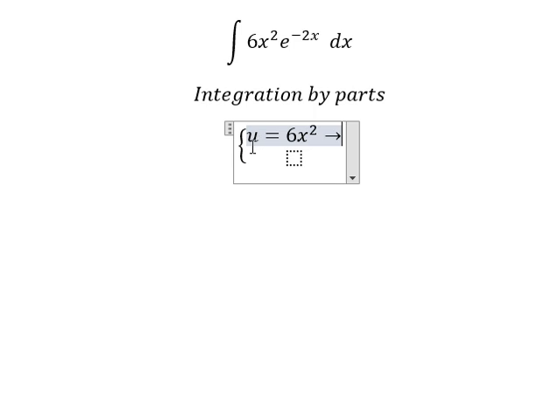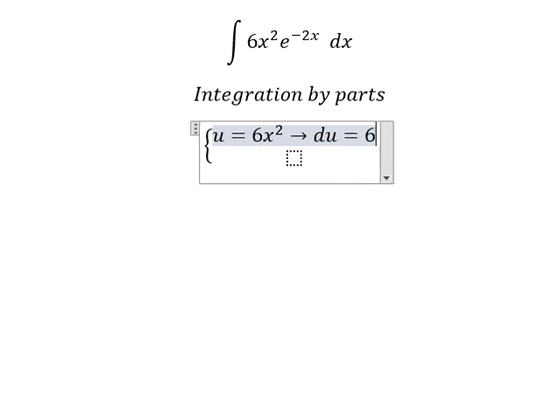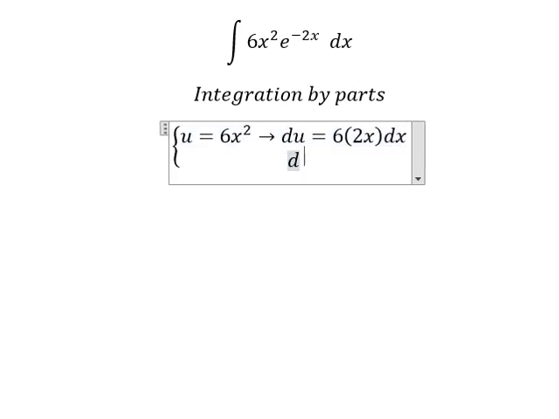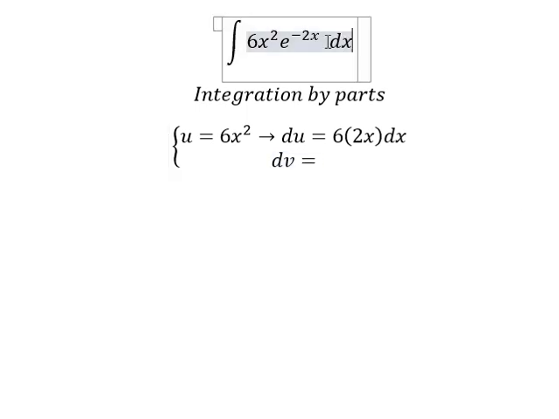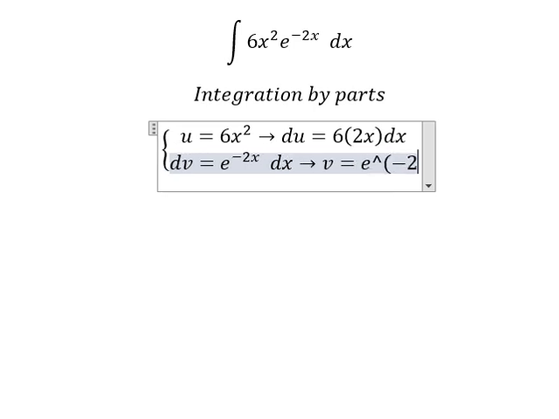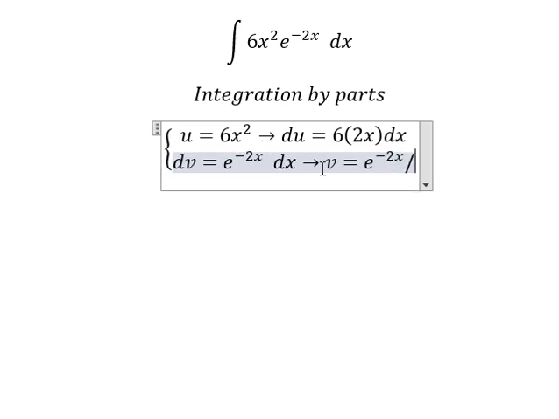After that, we need to take the first derivative of both sides. This one is 2x. dv is this one. So the integration of this one, we have e to the power of negative 2x over negative 2.